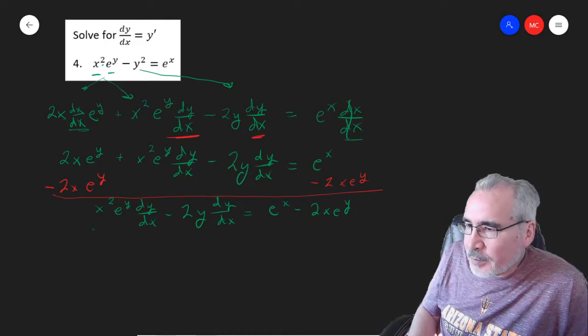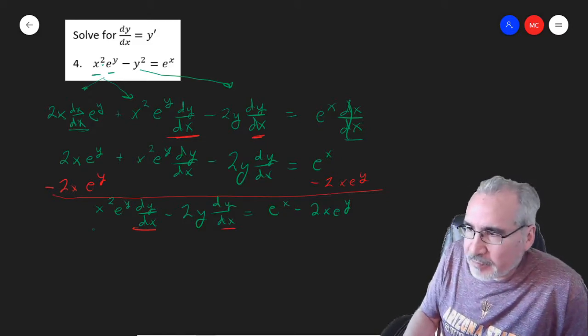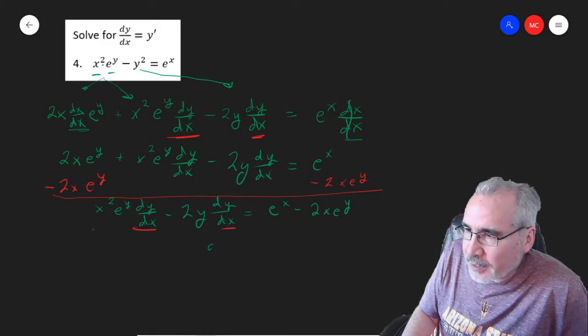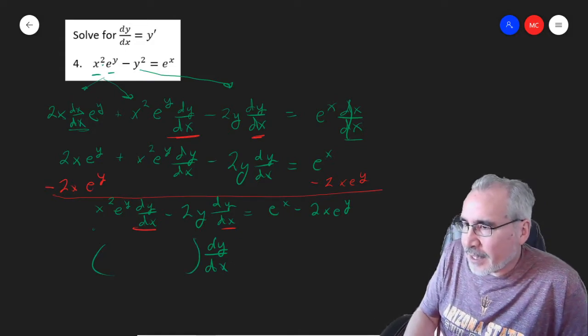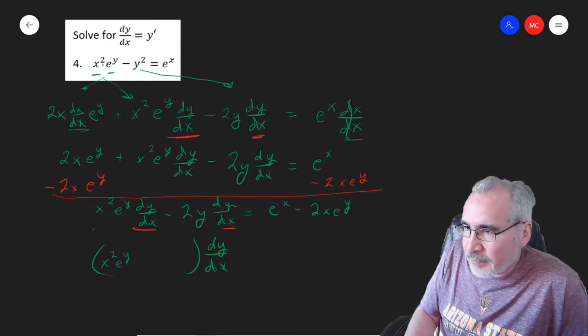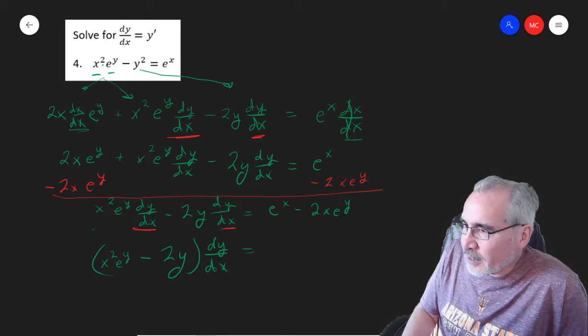And just like we've been doing, we need to factor out the dy dx. So we're going to put that on the back side. You could put it on the front side if you want. But we put it on the outside. And so what's left? The dy dx comes outside, so the x squared e to the y is left in there. Minus this dy dx came out, but the 2y is left inside.